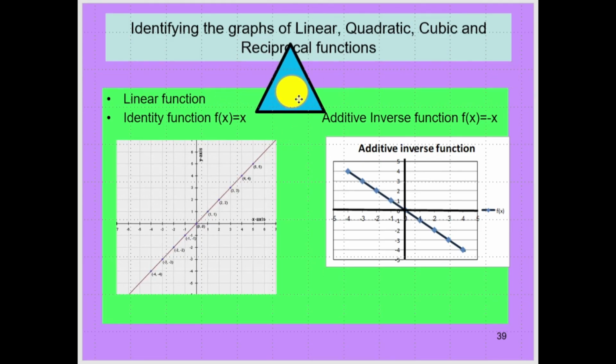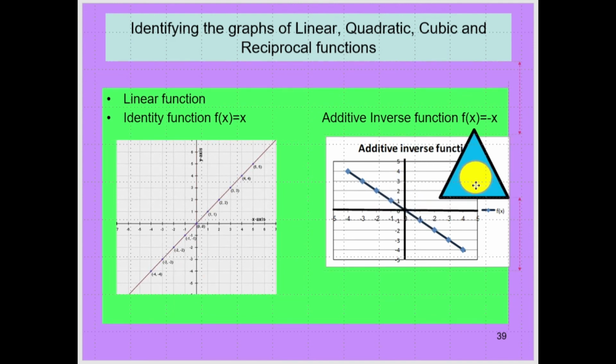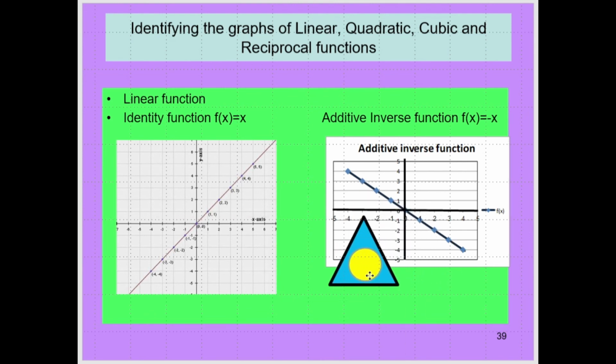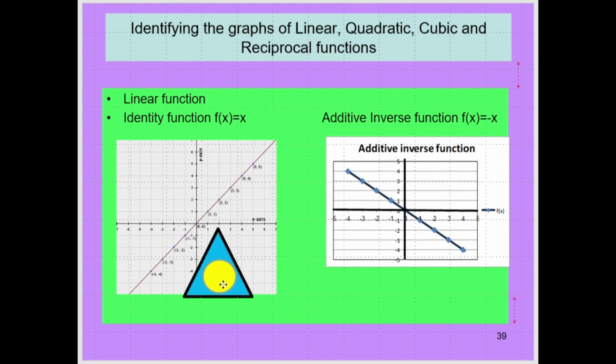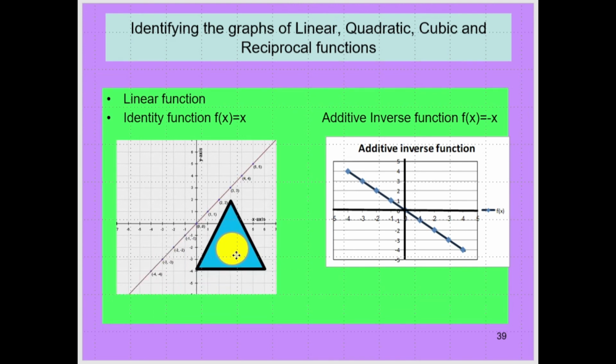Continuation of identifying the graphs of linear, quadratic, cubic and reciprocal functions. A special type of linear function, that is identity function, f of x equal to x. It is shown, it passes through the origin. Additive inverse function, f of x equal to minus x. The function curve is shown here. This is negative slope. For increasing value of x, the function curve is going downwards. Function value is decreasing. In identity function f of x equal to x, the slope is positive. For increasing x value, function value is increasing.